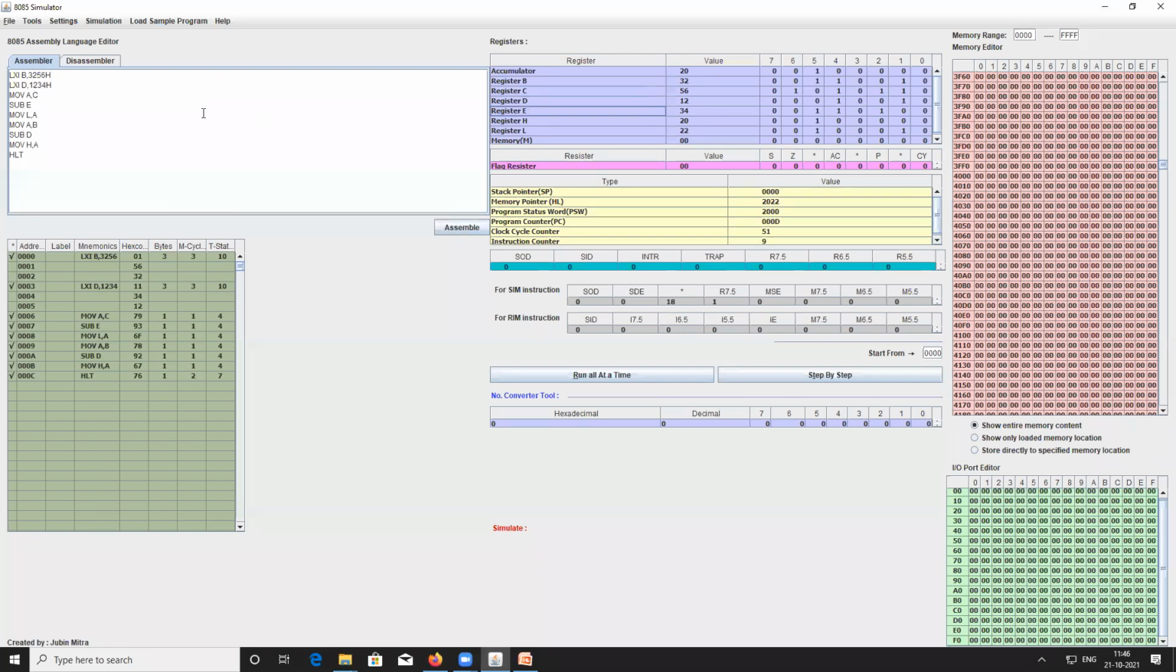And for D and E, you can see here D register is 12 and E is 34. If you subtract these two, the answer is 2022. So the higher byte, 20, and the lower byte, 22, are stored.